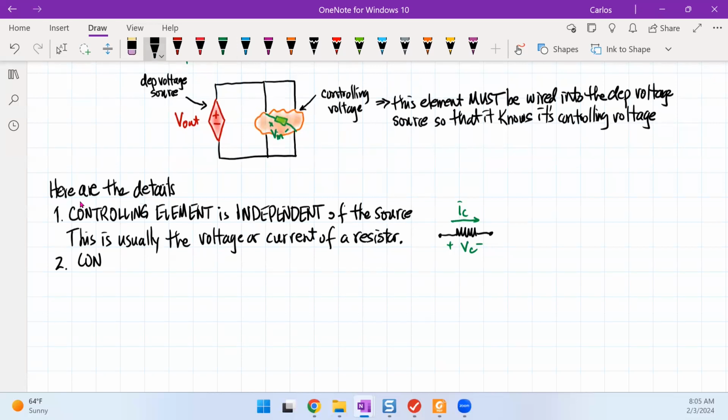The controlled element is dependent, I should have said, it's the dependent part of the element. And what I mean by the element is that I mean the op amp.